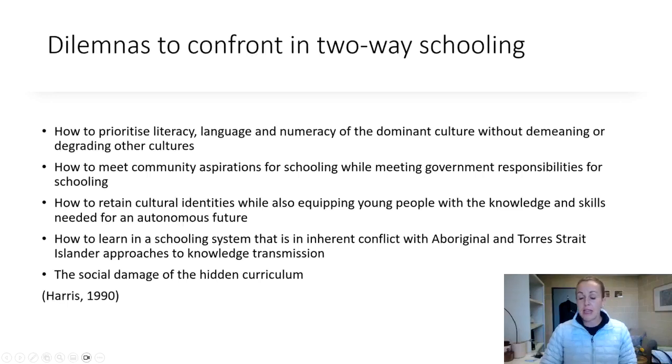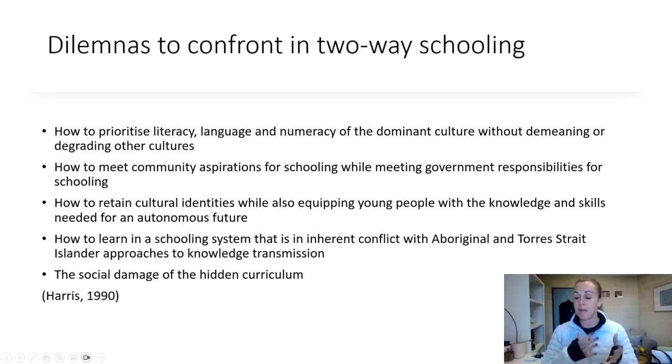The social damage, that last point, the hidden curriculum I mentioned already: this idea that we have a hidden curriculum where we're rubbing off implicit social norms and values without being conscious of that. One example that he gives in the book is about classroom organization, and how seating arrangements may ignore Aboriginal age and sex roles in communities without acknowledging those traditional values around those roles. So how do we reconcile that?